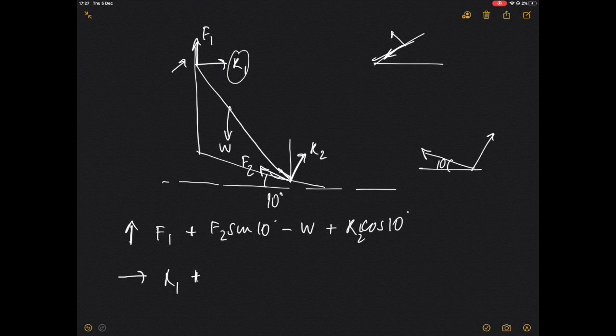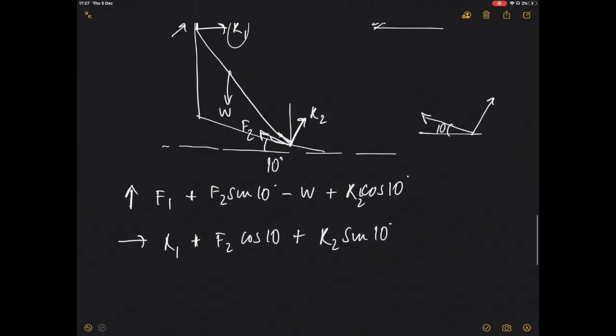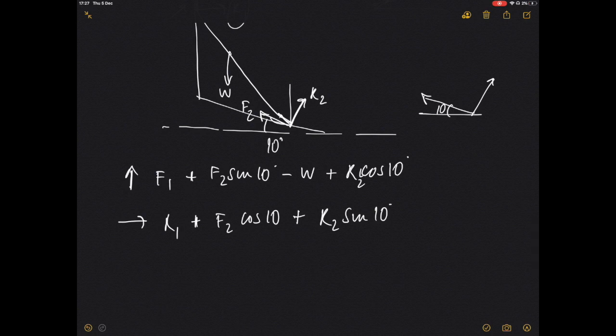Our second force, F2, has a horizontal component, so that'll be F2 cos 10. That's our little angle here. And then we have our R2, which again would be a sine angle now, so that would be R2 sine 10 degrees. Okay, so if you've not fully followed this, as I say, go back and work through the trigonometry. It's just straightforward trigonometry. It just takes a little bit of drawing the triangles out.